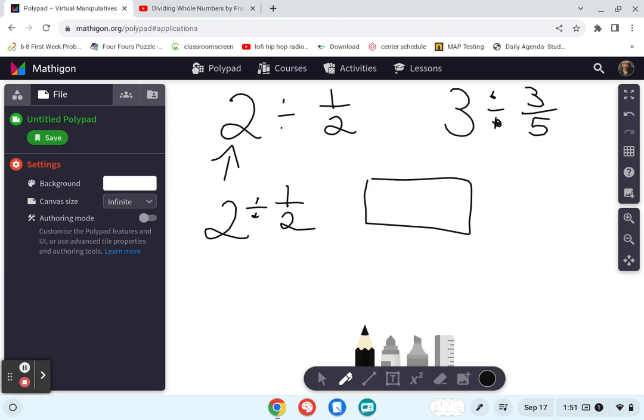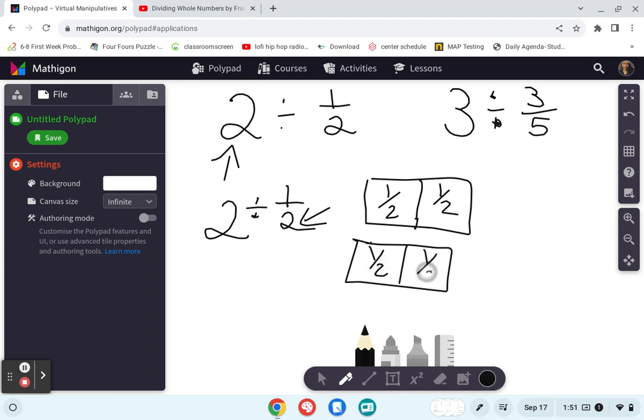So I'm going to draw out my 2. This is my 2 wholes, and I am going to make some halves. I need to cut them into 2 parts because that's what the denominator says. But I'm not looking to shade things in. I'm looking to number them. So I have 1/2 right here. I have another half right here. I have another half right here. I have another half right here.